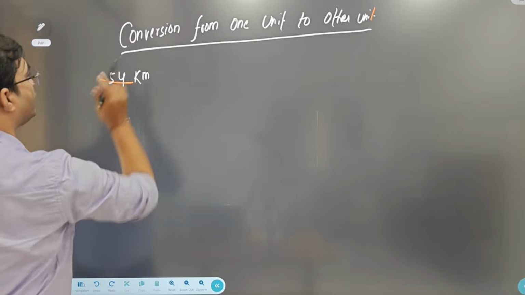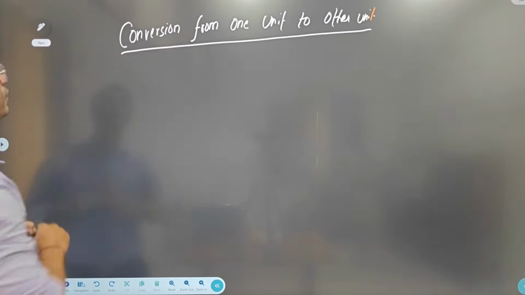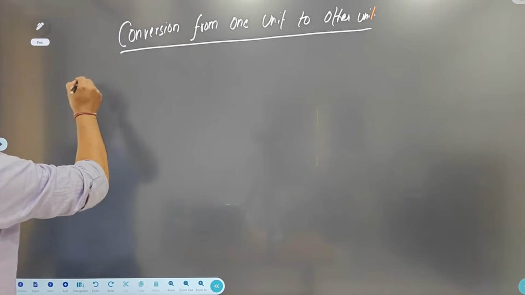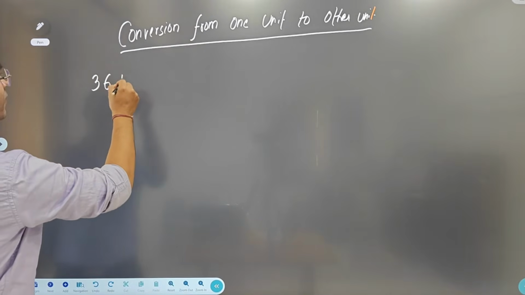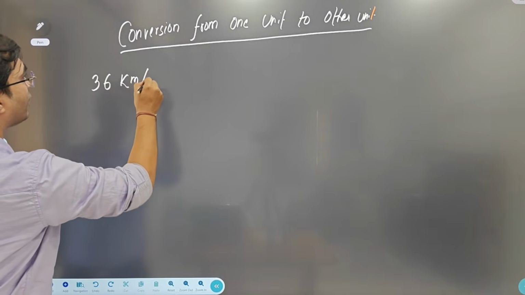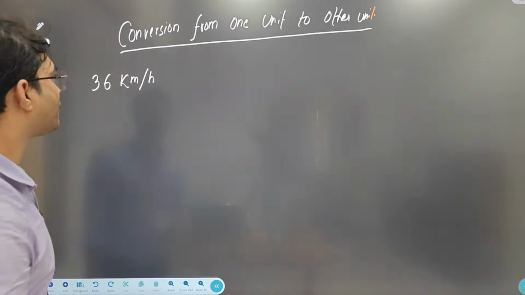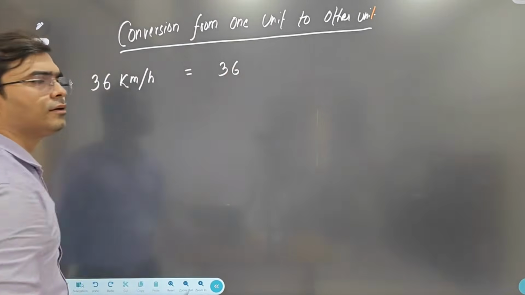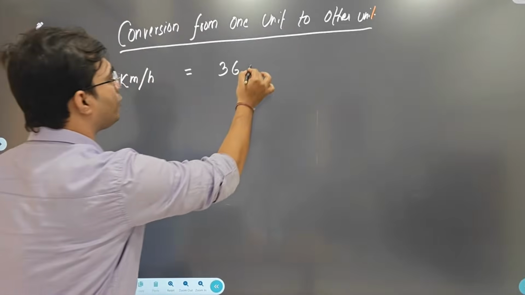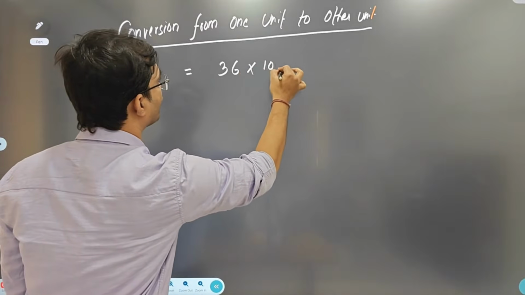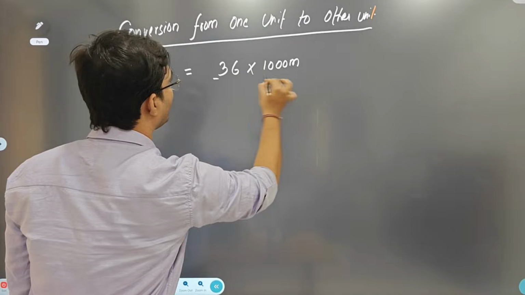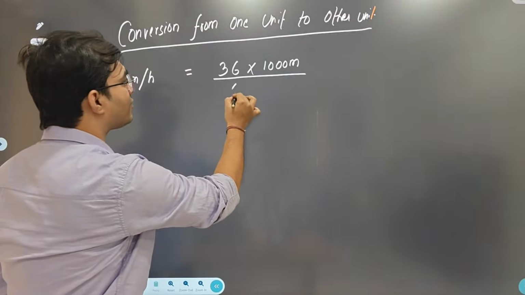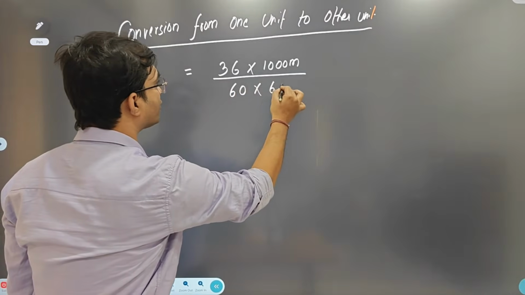Suppose we have, let me take a number, 36 kilometer per hour. I have to convert this into meter per second. How will I do this? The simple idea is to write kilometer in the form of meter. How will you write it? 1 kilometer is 1000 meter, divided by this hour, which we write in the form of second. So that is 60 into 60 second.